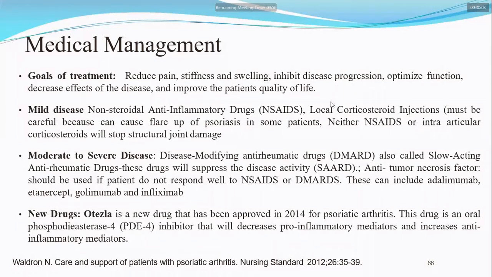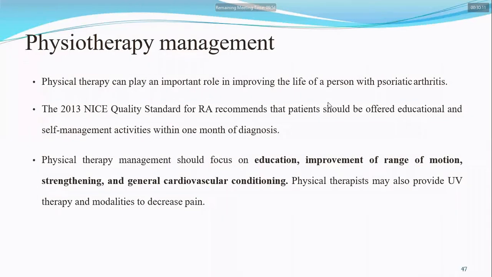Now coming to the physiotherapy management, similar: there should be education, improvement of range of motion, strengthening, and general cardiovascular conditioning. This is very important. The physiotherapy part is also important in psoriatic arthritis.